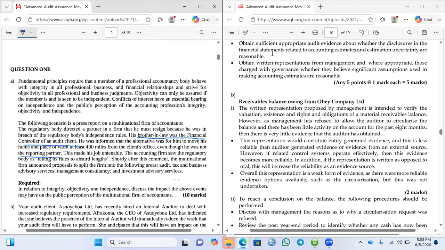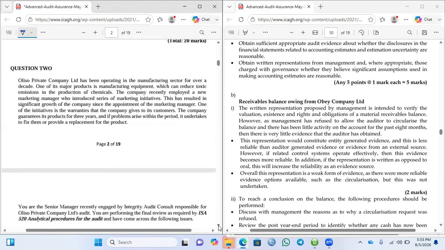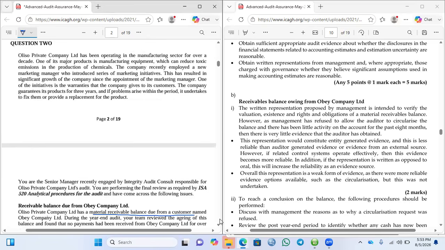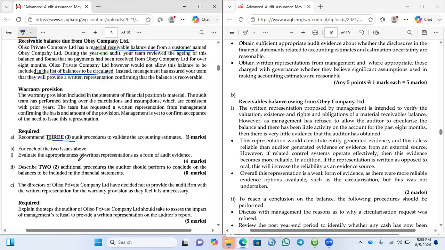Because what I see is that the management didn't allow him to confirm. Rather, they have given him some written representation that, oh, the amount is recoverable. So the question is asking if that written representation given to management is appropriate as a form of audit evidence. In my opinion, I think it is not. It doesn't constitute a very valid or solid audit evidence because then they could lie. Or what do you think?